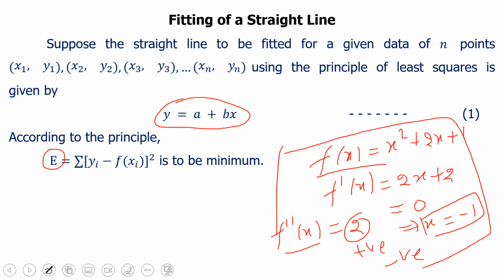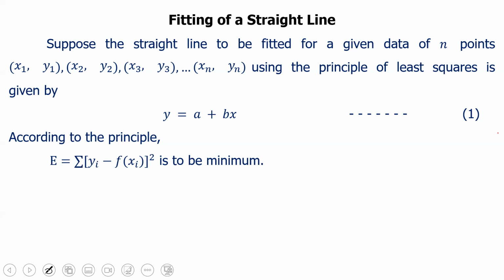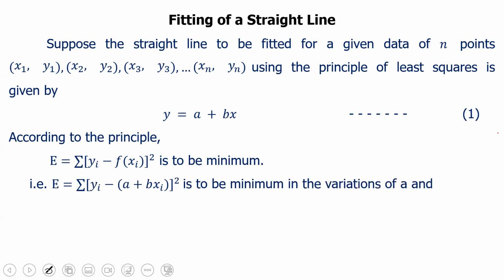Similarly, we have to find the minimum value of this sum of (yi minus f of xi) whole square. For maxima and minima, we have to follow this procedure. So let me take it: E is equal to the sum of yi minus f of xi. We consider that f of xi is a plus bx. And now we are considering data sets. Now we have not only one value of x or y. We have multiple values of x and corresponding multiple values of y. So y should be written as yi and x should be written as xi.